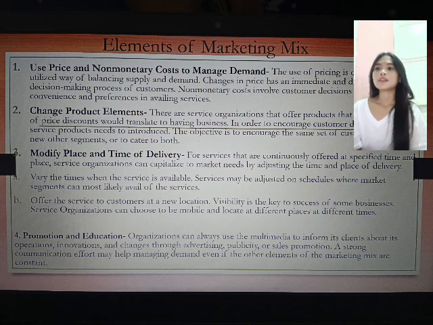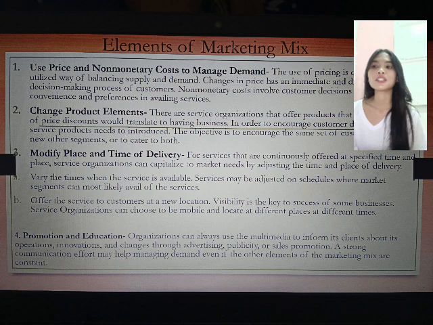So, there are elements of marketing mix. The first one is use price and non-monetary cost to manage demand. The use of pricing is one of the most utilized ways of balancing supply and demand. Changes in price has an immediate and direct effect on the decision-making process of customers. Non-monetary cost involve customers' decisions as to choosing convenience and preferences in availing services.